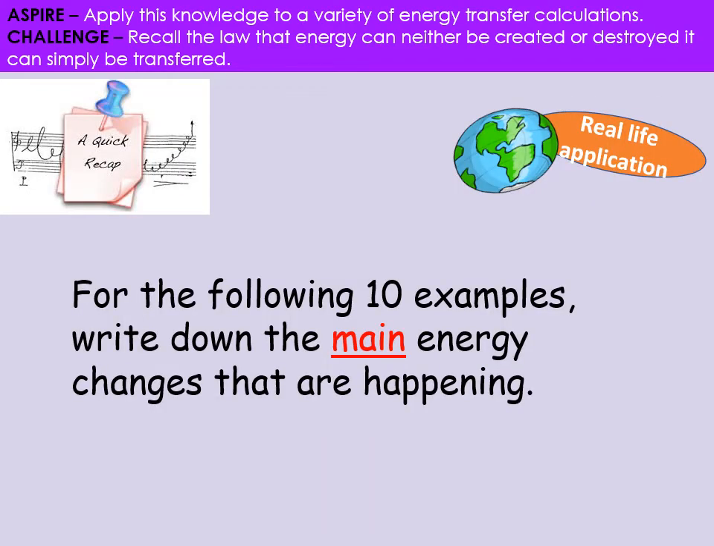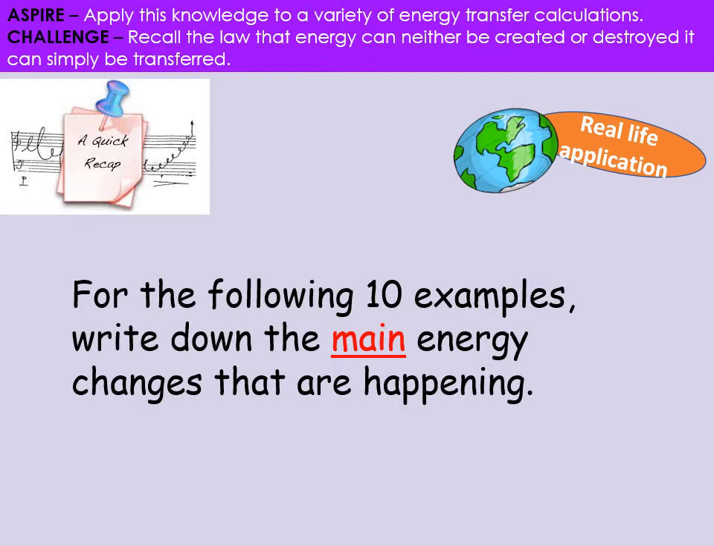What I'm going to get you to do now is have a recap of particularly all the year 7 work that should have gone previously. So I'm going to give you 10 examples. What I want you to do is write down the main energy changes that are happening. I'll give you around about 15 seconds. I will read the question to you, and then straight after I will give you the answer.